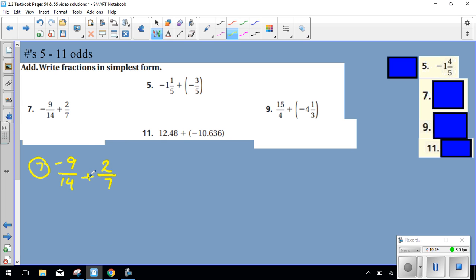So in addition, are your signs the same or different? The signs are different because I have one negative and one positive. So my signs are different. What do you do when the signs are different? We will subtract and we will keep the sign of larger absolute.